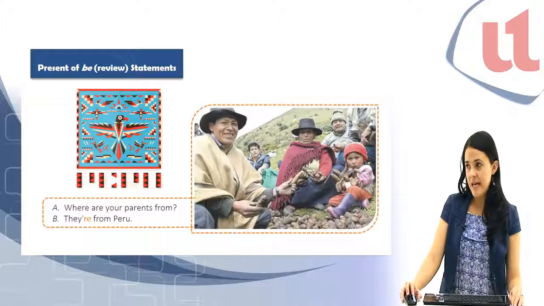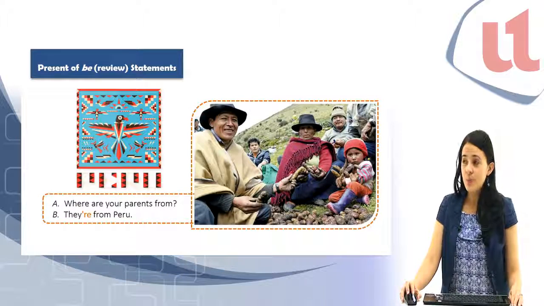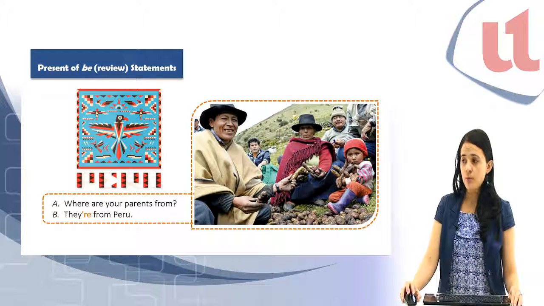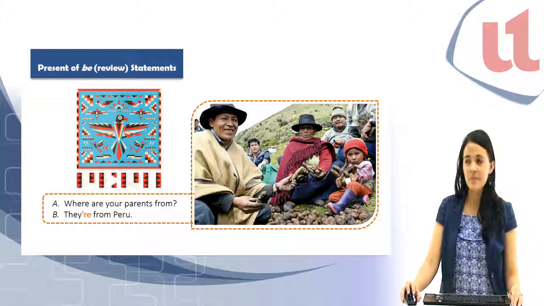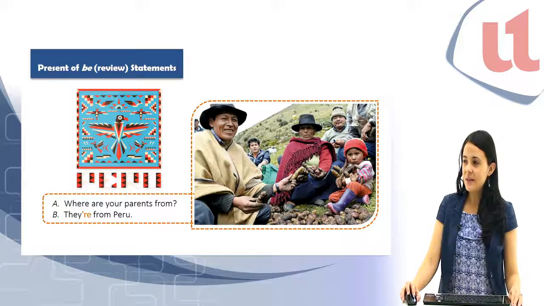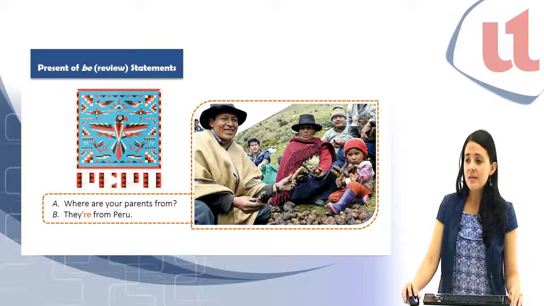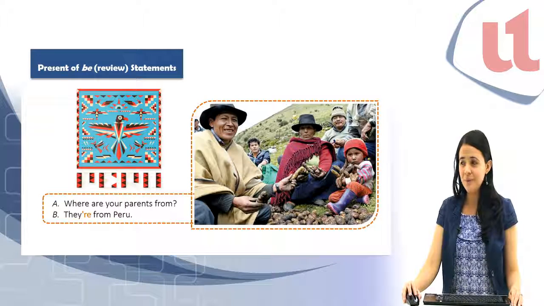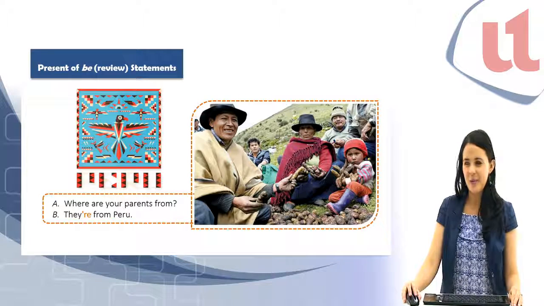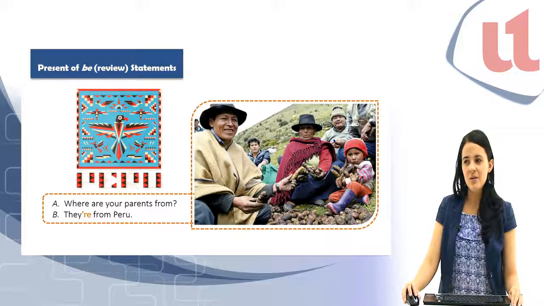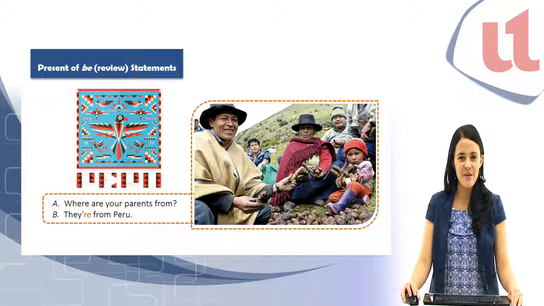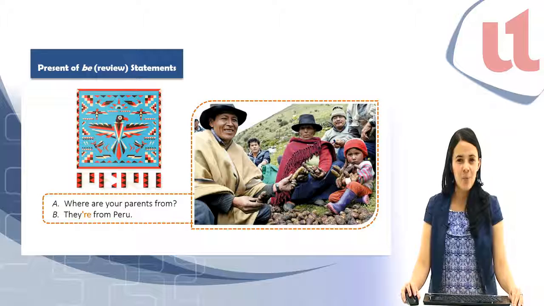In affirmative statements, we use subject, noun or pronoun, plus a form of be. En oraciones afirmativas usamos un sujeto que puede ser un sustantivo o un pronombre, una de las formas del verbo ser o estar, y el complemento. For example, por ejemplo, where are your parents from? ¿De dónde son sus padres? They are from Peru. Ellos son de Perú.